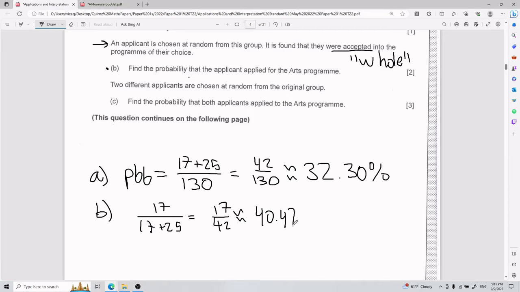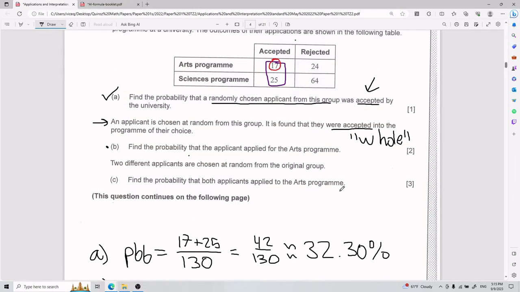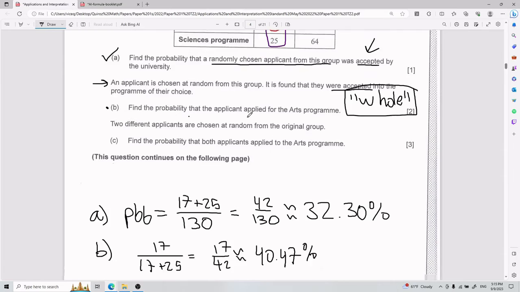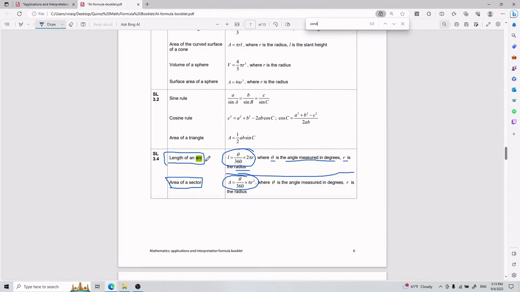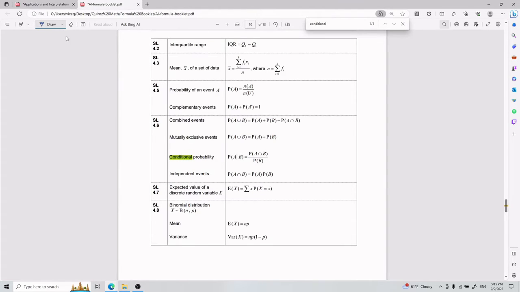40.47%. So again, it's really hard to approach this problem because how you think about it is the key. For part B, you really need to identify that there's a new whole. It's less than before. It's not 130 anymore. It's only the ones that were already accepted into something. This right here, if you want to identify it in the following way, is conditional probability. And the key idea, I'm going to actually pull up the formula. The key idea of conditional probability is that your whole gets changed.